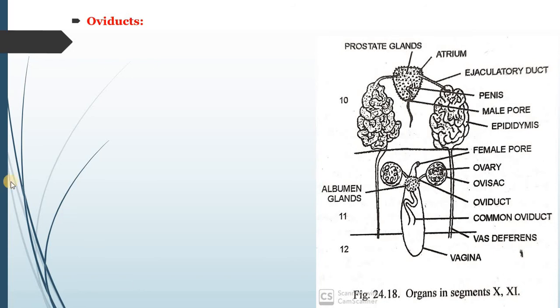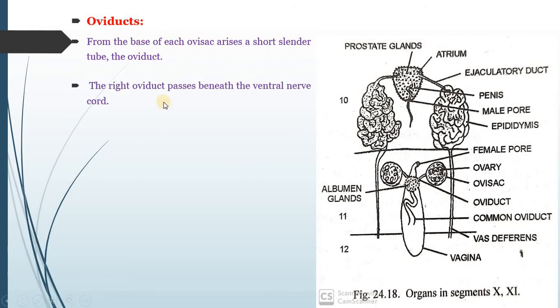Next is the oviducts. From the base of each ovisac arises a short slender tube, the oviduct. This is the ovisac enclosing the ovary, and these are the short and slender tubes which are termed as oviduct. This is the ovisac, ovary and short slender tube called the oviduct. The right oviduct passes beneath the ventral nerve cord.